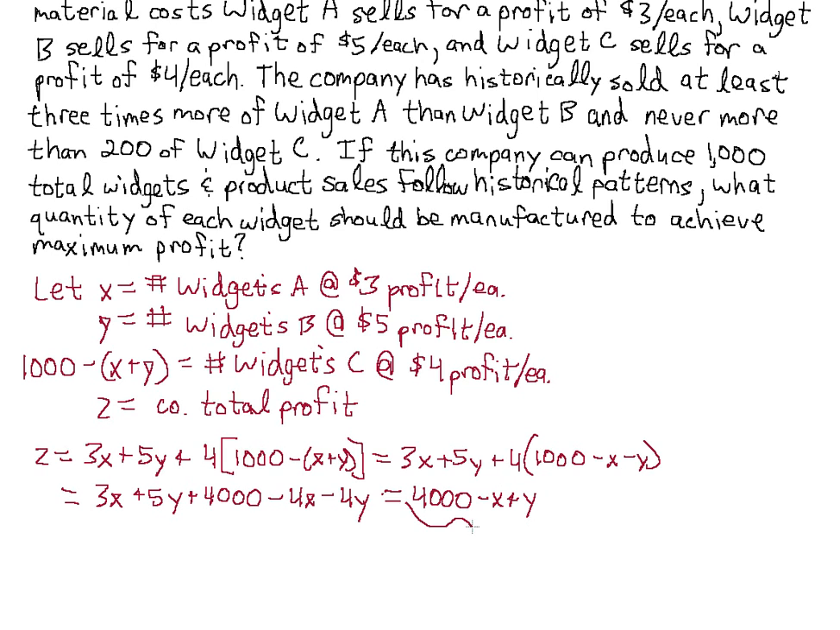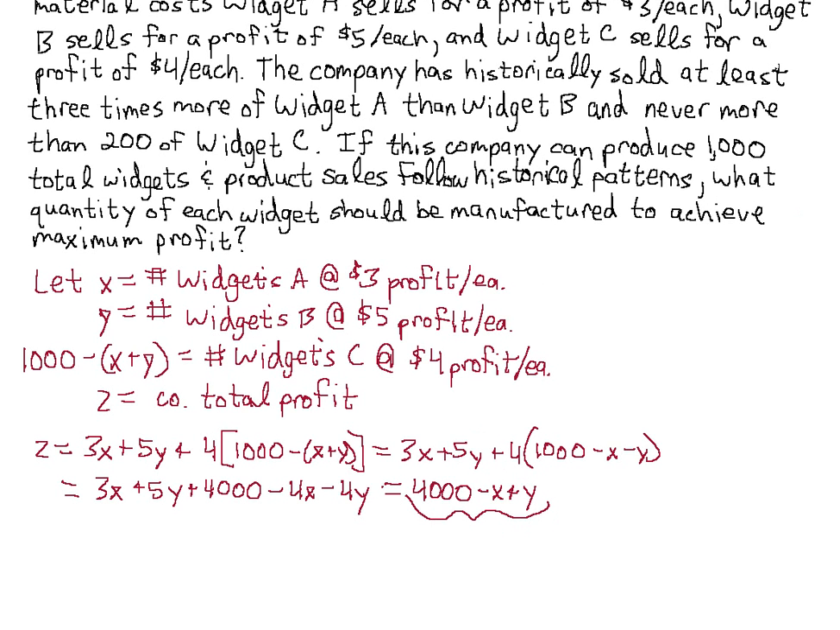So this is our optimization equation that we want to maximize, 4,000 minus x plus y. Once we maximize this optimization equation, we'll get the maximum profits for each situation. We want to find out how many of each widget we want to manufacture to maximize this profit equation. So let's go ahead and list some constraints. We do know some constraints, so let's go ahead and put them in numerical form.